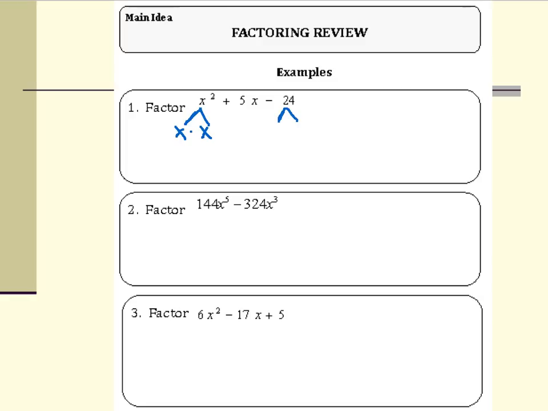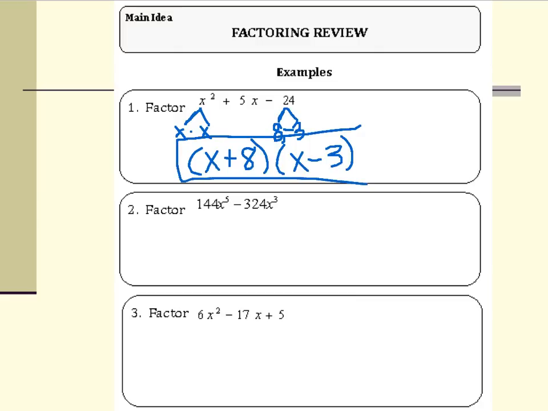And your possible options are 8 and 3. You could also do 6 and 4, but if I make one of them negative, it's not going to add up to 5. 2 and 12, if I make one of them negative, it won't add up to 5. But 8 and 3, if I make one of those negative, it'll add up to positive 5, and that would be a negative 3. 8 plus negative 3 is positive 5. So my factor is x plus 8 times x minus 3. And you can have that in the other order too. You could say x minus 3 times x plus 8.